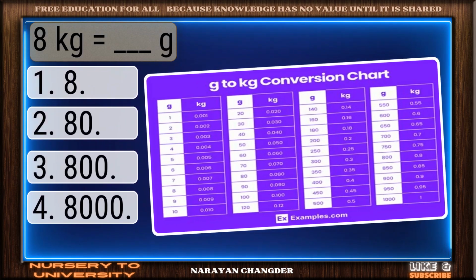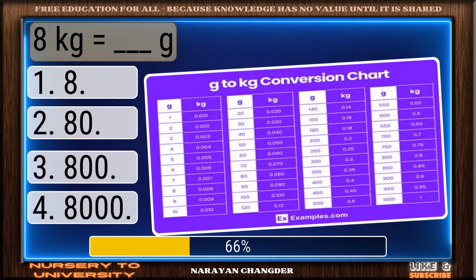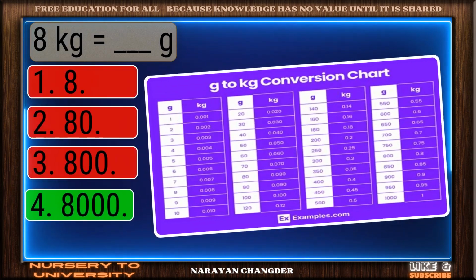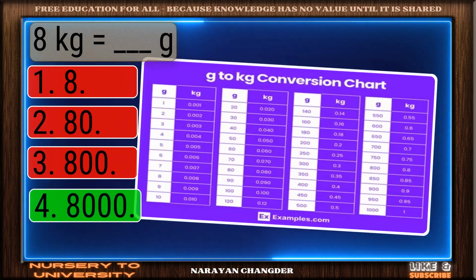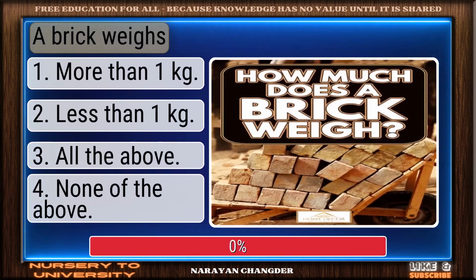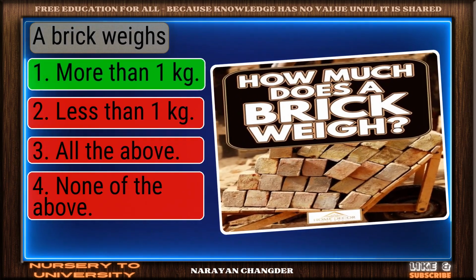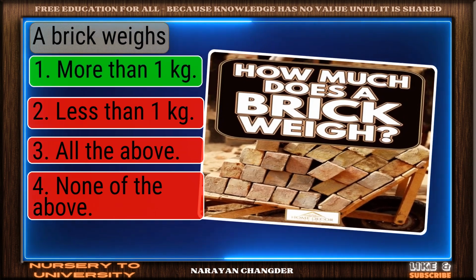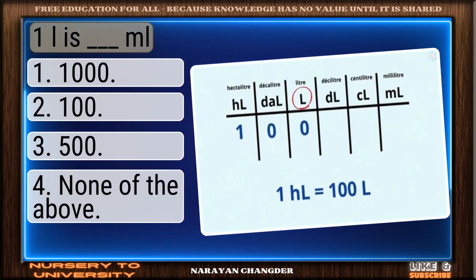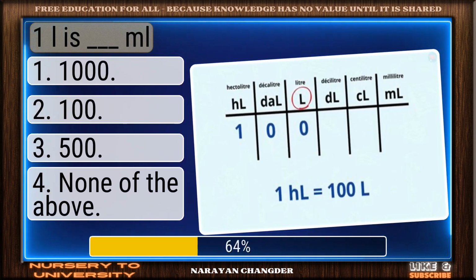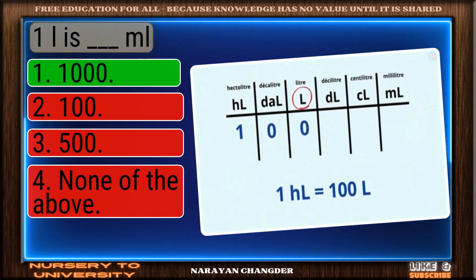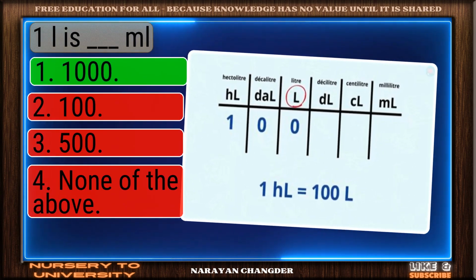A KG equal to dash. Good job. Your answer 8000 works well here. A brick weighs. Right choice. More than 1 kg is the best answer. 1L is dash the mil. Great job. 1000 is the accurate answer.